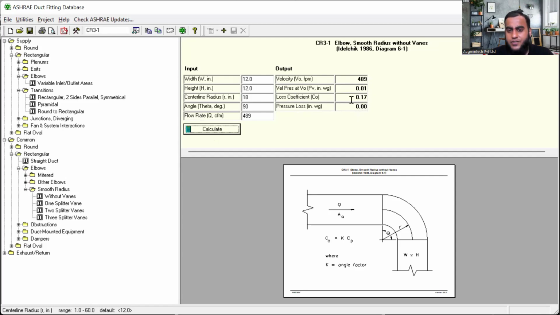We get this loss coefficient value, na 0.17. So as per that, just open the Excel sheet and do the calculation. How much we have got? Tell me. 0.17 loss coefficient value.